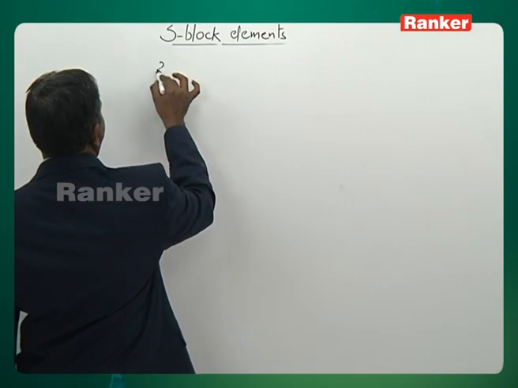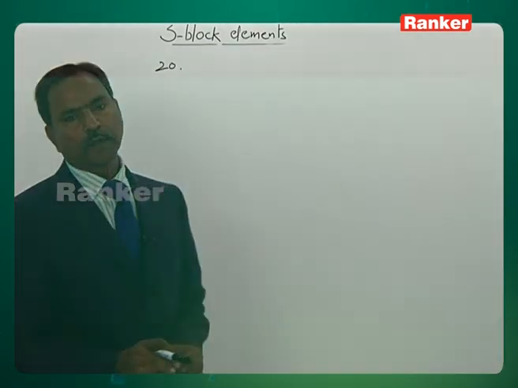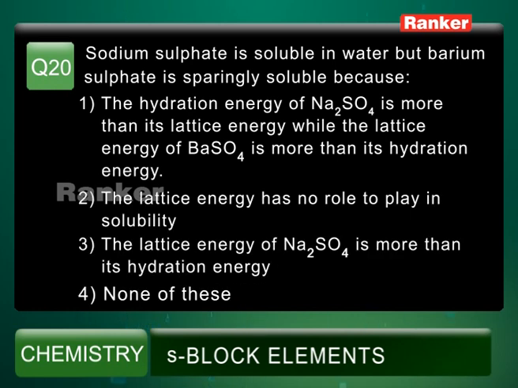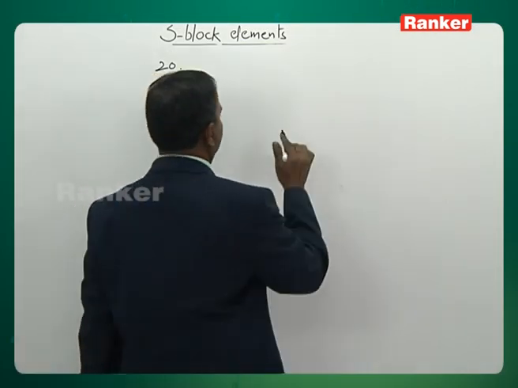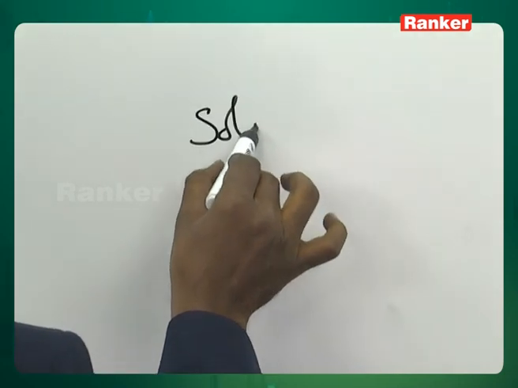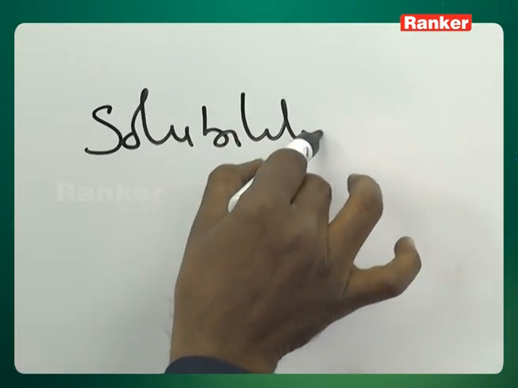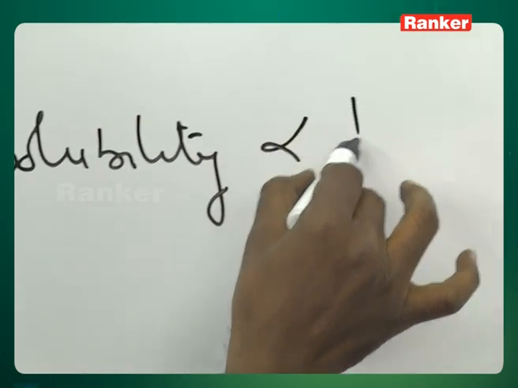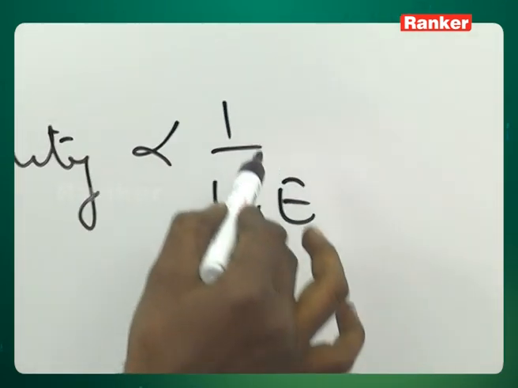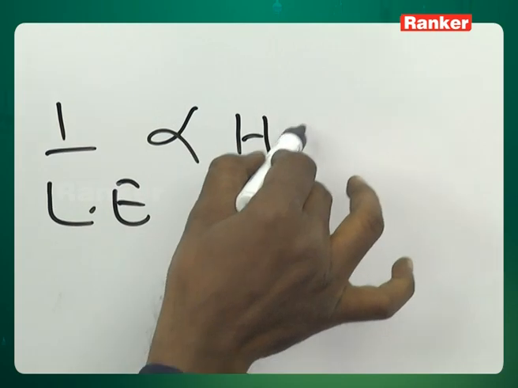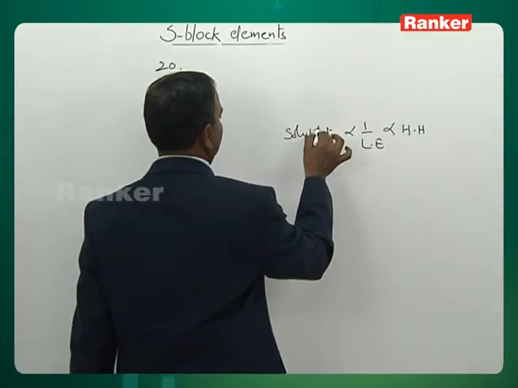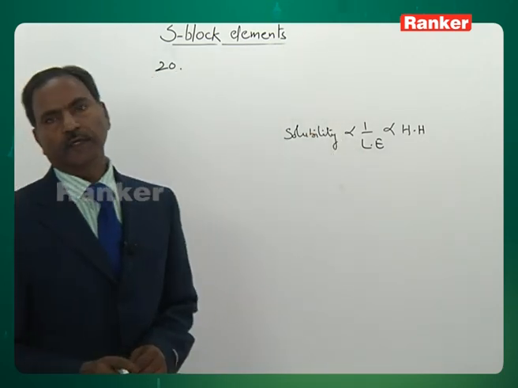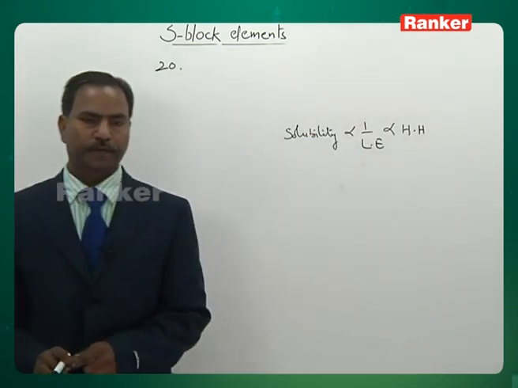Coming to question number 20. Sodium sulfate is soluble in water, but barium sulfate is sparingly soluble, because solubility depends on two factors. Solubility is inversely proportional to lattice energy and directly proportional to heat of hydration. Remember, the solubility of a particular salt depends on these two factors: one is lattice energy, the other is heat of hydration.